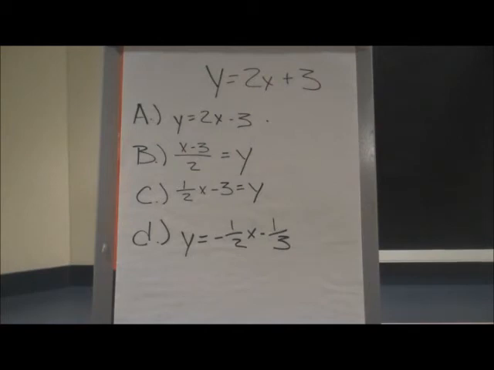Which of these functions is the inverse of y equals 2x plus 3? A. Y equals 2x minus 3. B. X minus 3 over 2 equals y. C. 1/2 x minus 3 equals y. And D. Y equals negative 1/2 x minus 1/3.